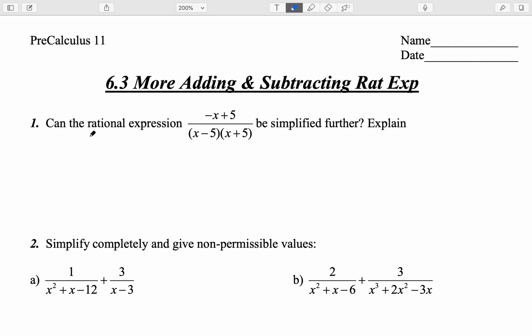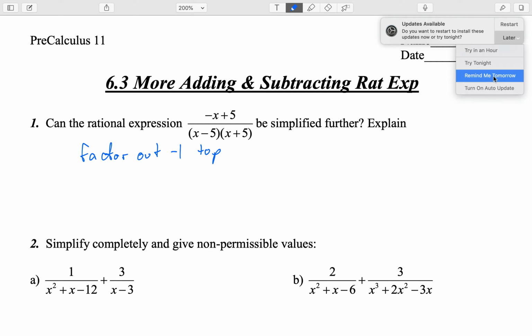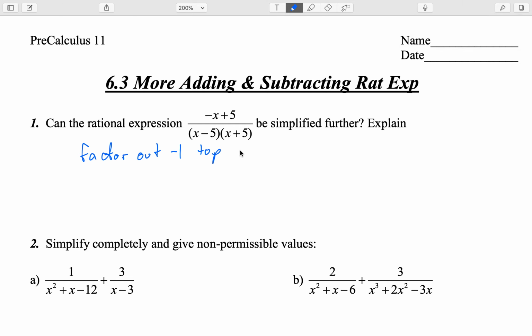So here's what I want to do. I'm going to factor out, so in other words, divide out negative 1 on the top. So what's going to happen? So I'm going to go negative 1, bracket, and negative x divided by negative 1 is positive x. And 5 divided by negative 1 is minus 5. Now do you recognize? See, there it is on the bottom. There's that x minus 5 factor. x minus 5 and x plus 5.